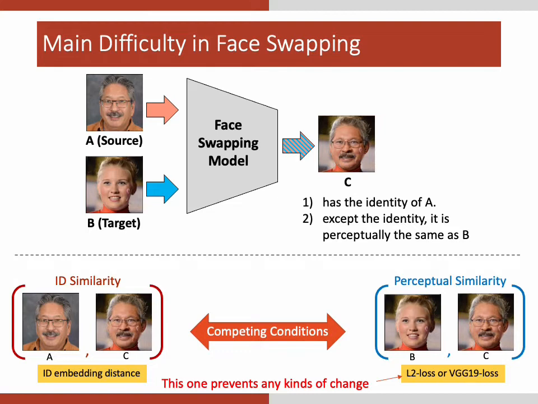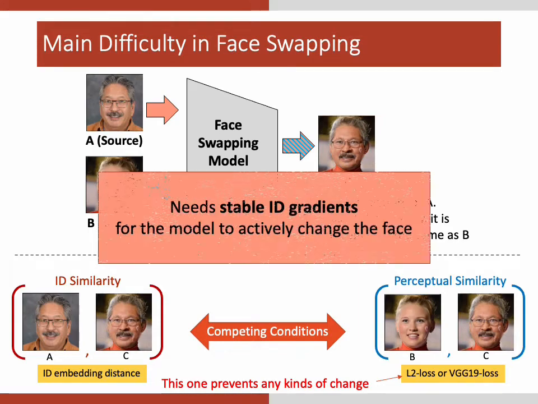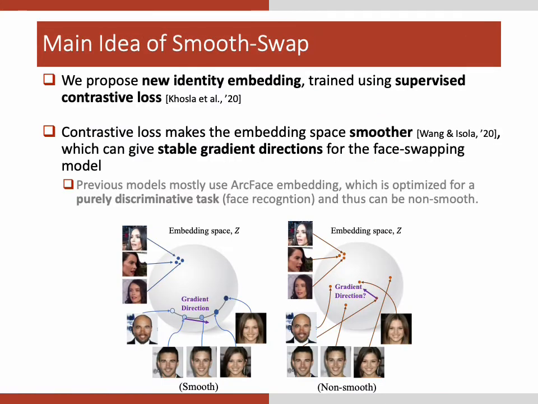We want to prevent this, and what we need is stable and consistent ID gradients. We want to minimize any noise in the gradient during training. To do so, the main idea is to train a new ID embedding using supervised contrastive loss. Contrastive loss is known to make the embedding space smoother, and a smoother space can give more stable gradient directions to guide the swapping model.